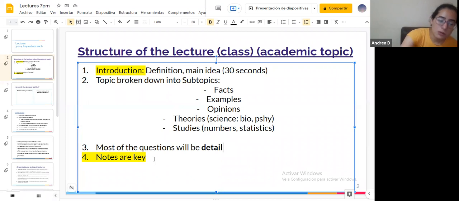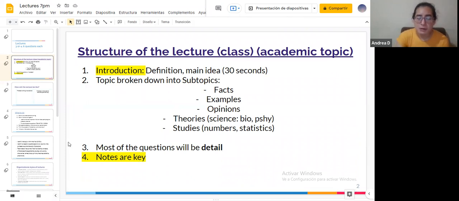Okay, which means that your notes are going to be key here, because I'm sure you guys won't remember those details. So you need to try to take notes, but also understand at the same time. So yes, that's kind of how the structure will be.